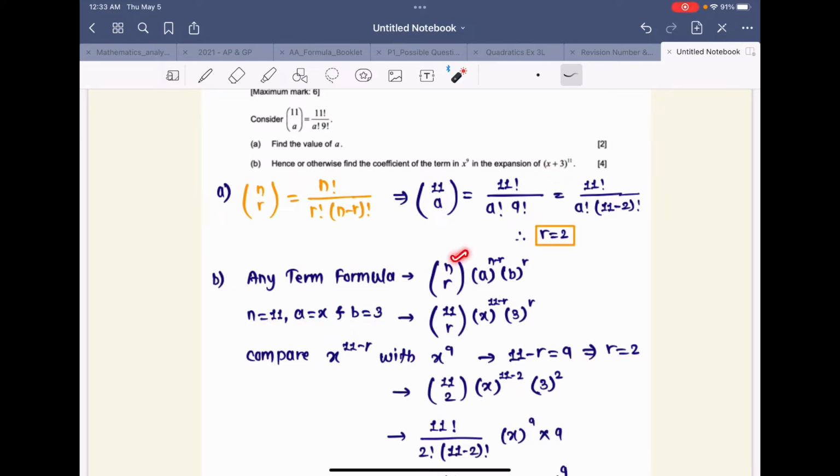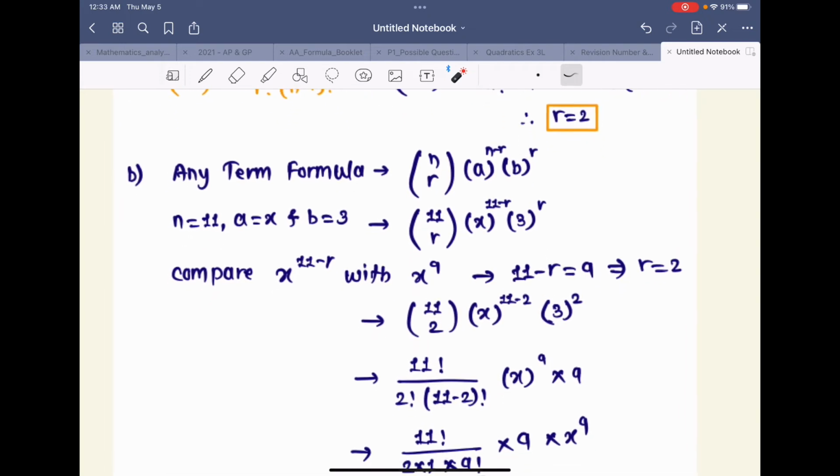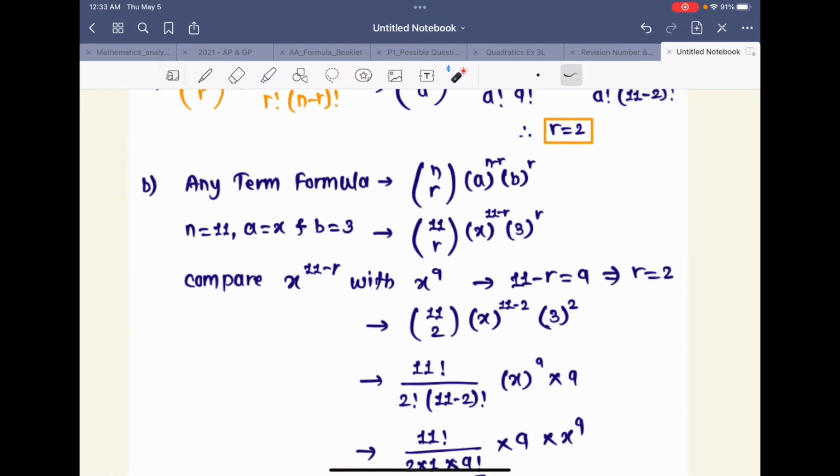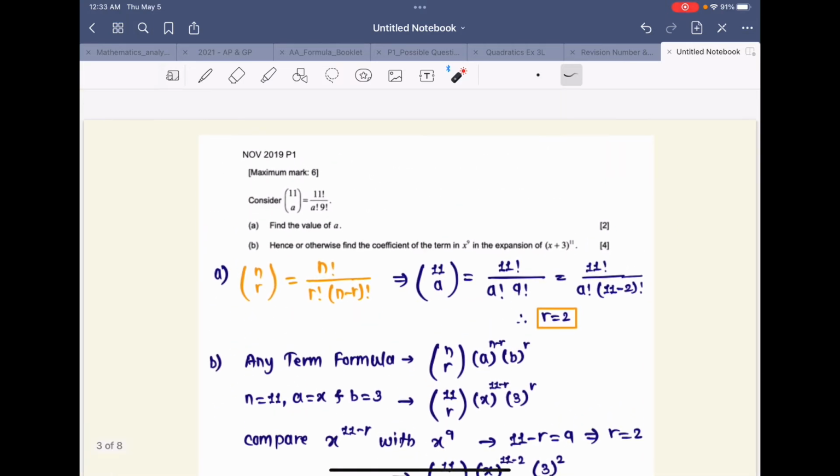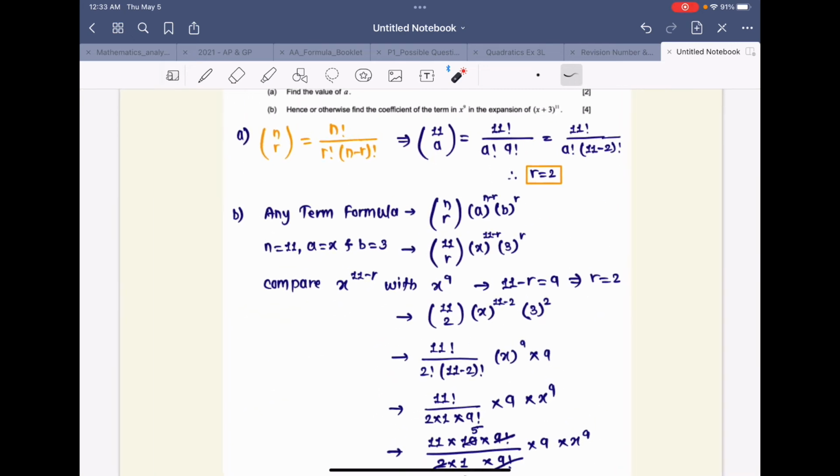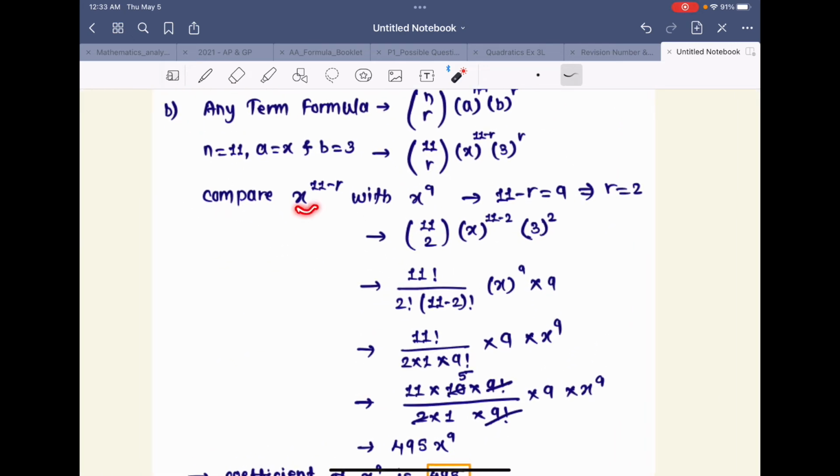So I'm substituting n is 11. r, I don't know which term number gives me x raised to 9, so I'm keeping r as r. a is x, 11 minus r, times b is 3, 3 raised to r. Now we can see that there is only one term of x, which is x raised to 11 minus r, and they are asking x raised to 9. So I'm comparing x raised to 11 minus r with x raised to 9. So 11 minus r is basically 9. So then r is equal to 2.